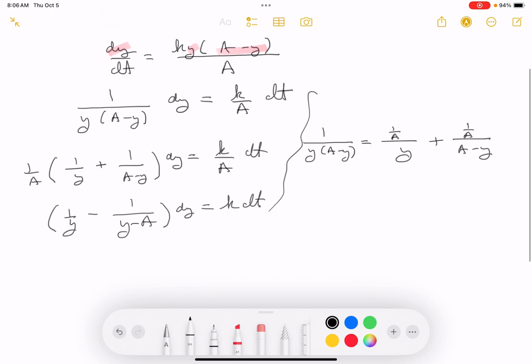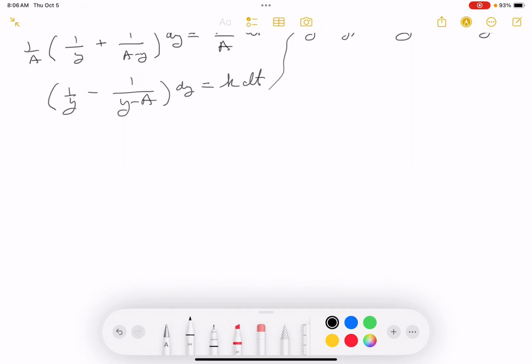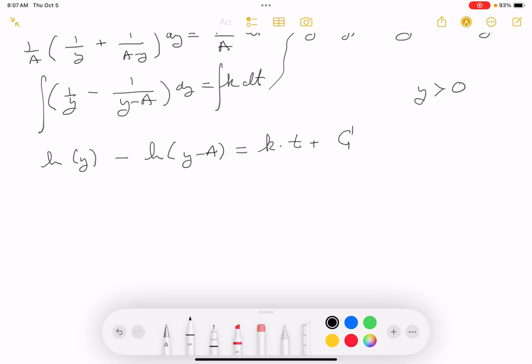All right? What am I going to do now? I'm going to integrate both sides. And I'll put this down for you with the integration symbols. It looks relatively simple to do. I want to point out, y is population, so it's greater than 0. So what do you get over here? You get the natural log of y minus the natural log of y minus a equals kt plus some constant of integration.